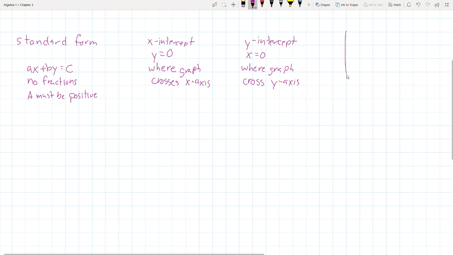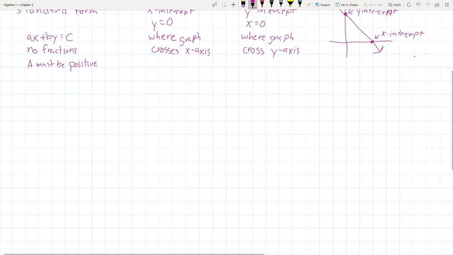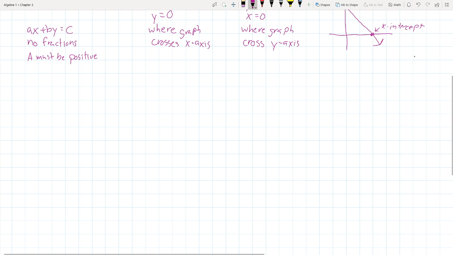A little example is provided. This is our y-intercept. And this is our x-intercept. All right. A couple things to look at.